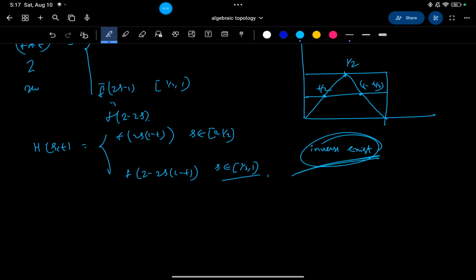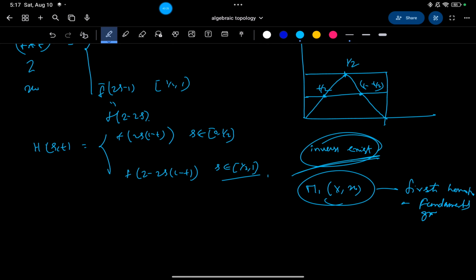Okay, so that means pi 1 of X comma x naught is said to be the first homotopy group, or fundamental group, and it satisfies the group axioms.